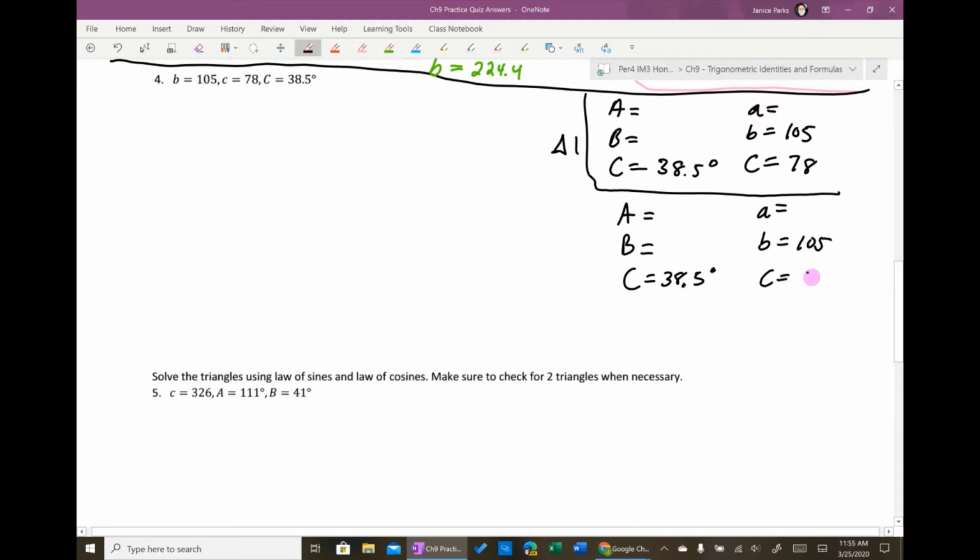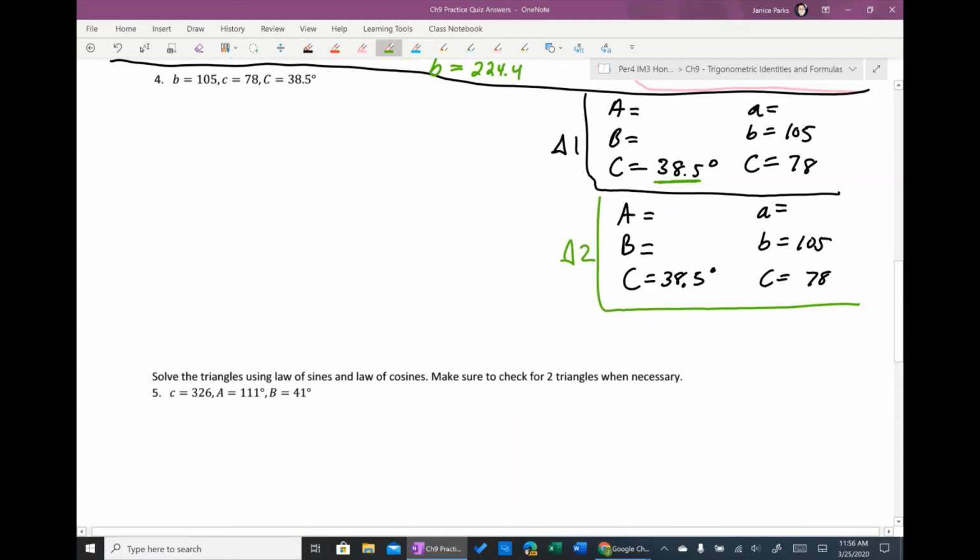And the reason I'm using sine, again, is because I have an angle and a side that are across from each other. The reason I know that I'm checking for two triangles is because they only give me one angle, and that angle is acute. Okay, so I do have to check for a second triangle.